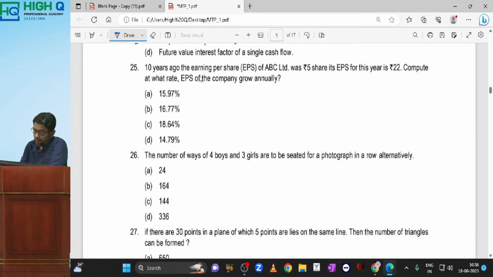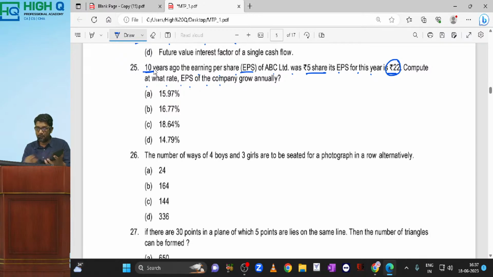10 years ago, earning per share, EPS, of ABC Limited was 5 rupees. Its EPS this year is 22 rupees. Compute at what rate EPS of that company grows annually. Listen here. 5 now became 22, in how many years, my dear? In 10 years. In 10 years, 5 becomes 22. So we have to find out the rate of interest. Guys, you can use the formula amount is equal to P into 1 plus I whole power N, or otherwise you can use the trial and error method.